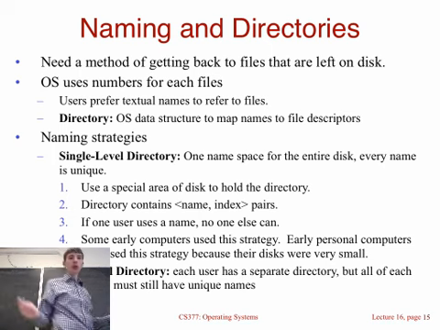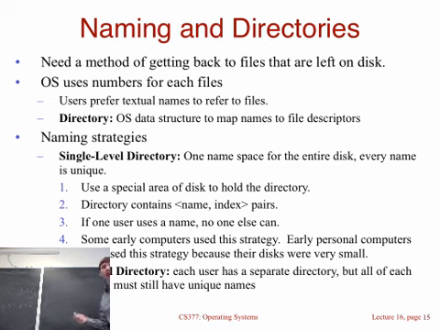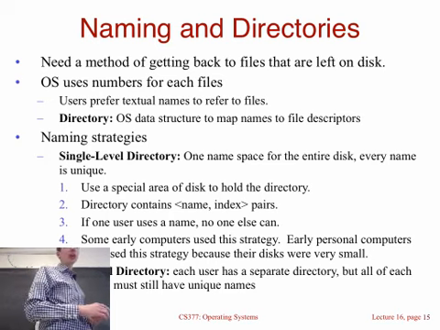Right? So essentially, if one user uses a particular name, no one else is going to be able to use the same name. This approach was used by some early computers, and a long time ago it might be okay if you have a really small disk with not very many files. On today's machines, you have huge numbers of files, so clearly you don't want to be storing them all in a single level directory.